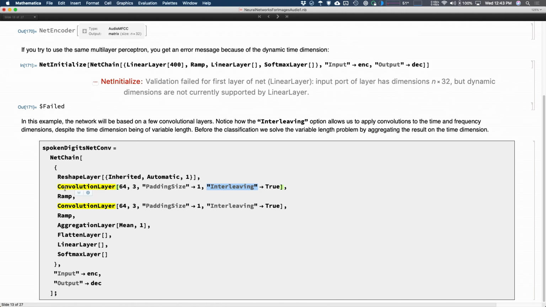So this is, again, a pretty simple network. It has 2 convolution layers followed by a nonlinearity. And after that, the result is aggregated on the time dimension. Let's remember that is the only varying one. So by doing this aggregation, we reduce the output to a fixed size tensor and then classify with a fully connected layer. Again, pretty straightforward network.